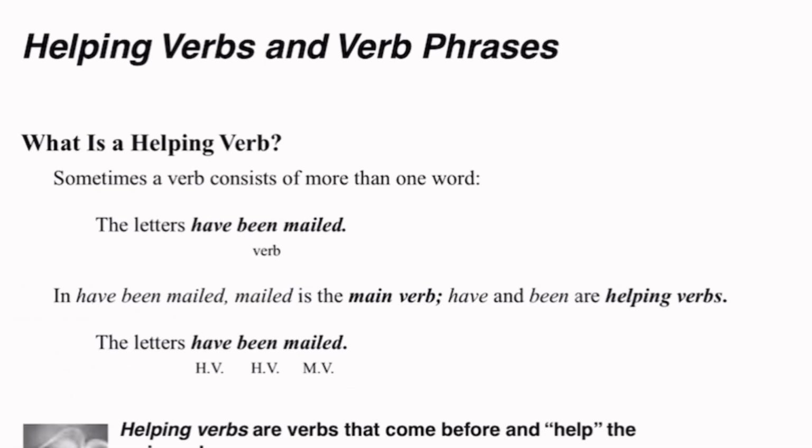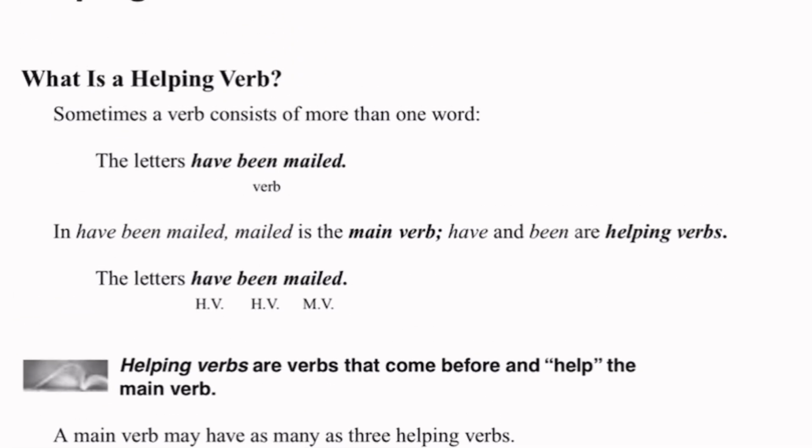Now, another aspect we will take note of is helping verbs and verb phrases. What is a helping verb? Sometimes a verb consists of more than one word. We've established that above. Look at this sentence. The letters have been mailed. The verb that we have there is have been mailed. In have been mailed, mailed is the main verb, while have and been are helping verbs.